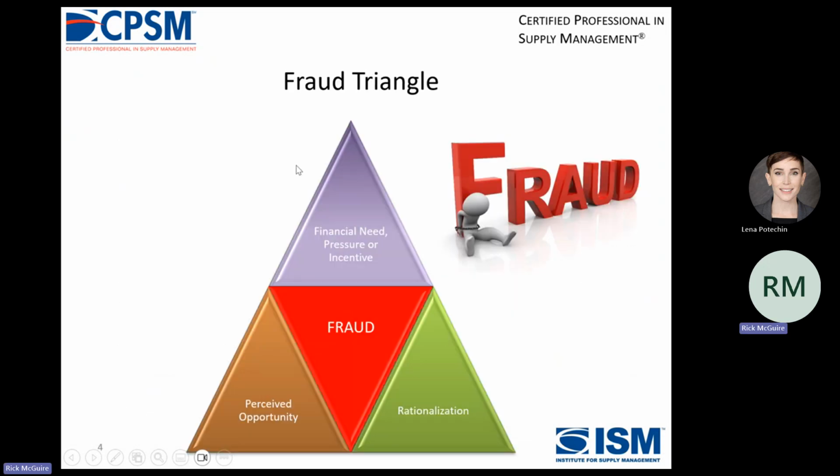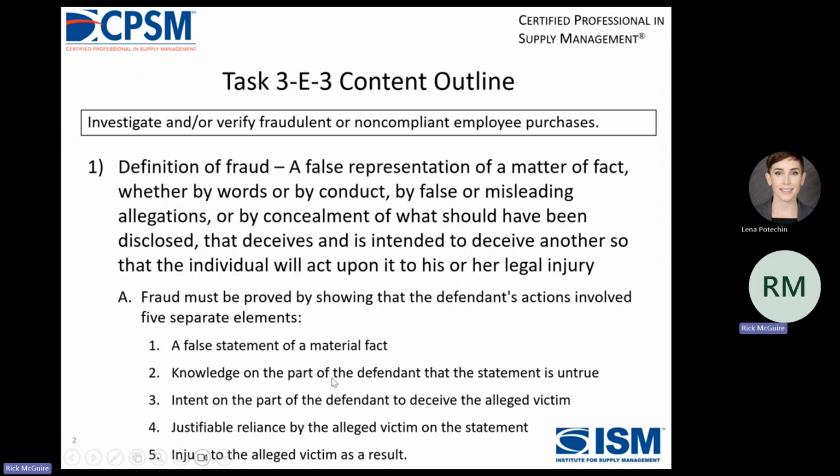So fraud happens with the fraud triangle. So 3 things need to happen for a fraud. You need to have a financial need, pressure, or some kind of incentive. The person committing the fraud has to have some kind of rationalization as to why they are entitled to it. And then there has to be an opportunity. The person committing fraud has to perceive that there's an opportunity to get away with it. So those 3 things create the fraud triangle.